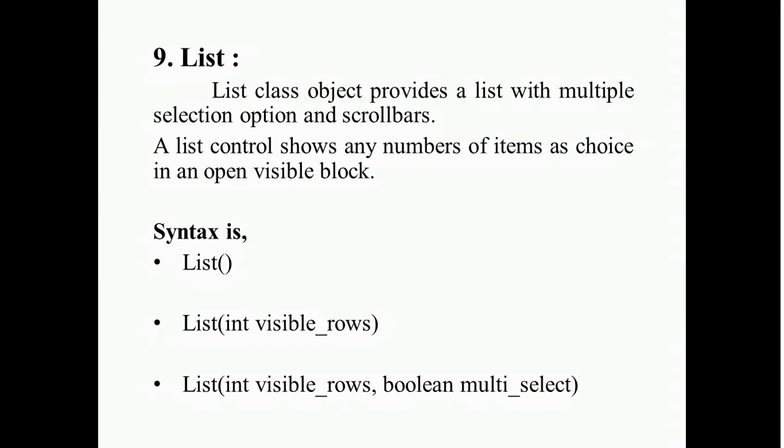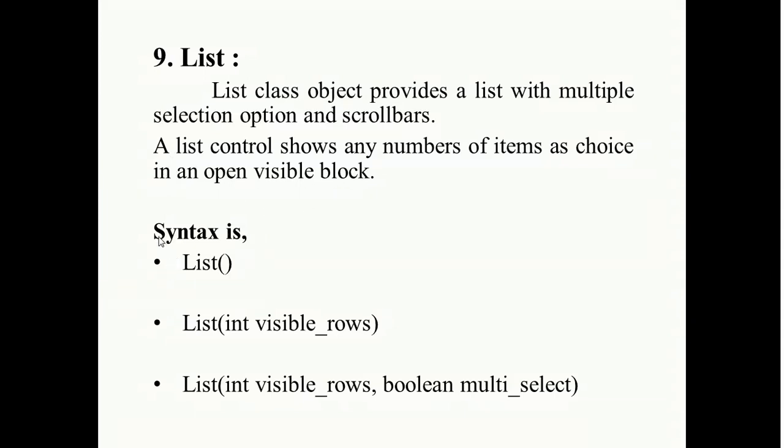In the choice control, it only shows the single selected item in a menu, but in the list control, it shows any number of choices in a visible window. It can also be created to allow multiple selections. The choice allows only one selection at a time, but the list allows selecting multiple items at a time or displaying multiple items in the block.